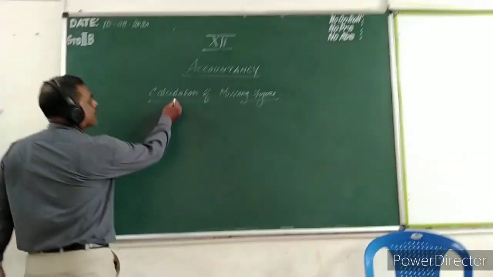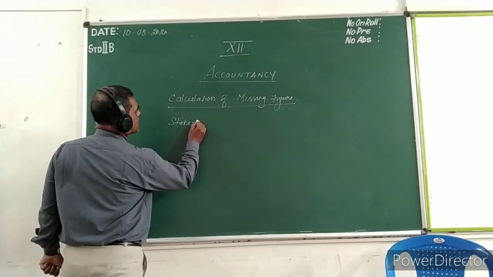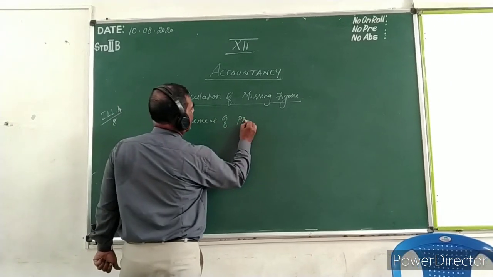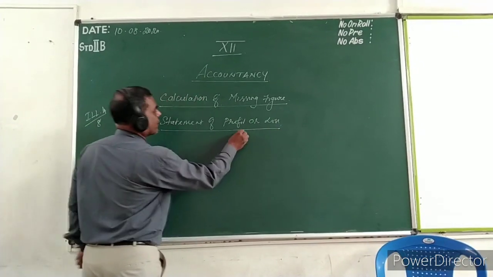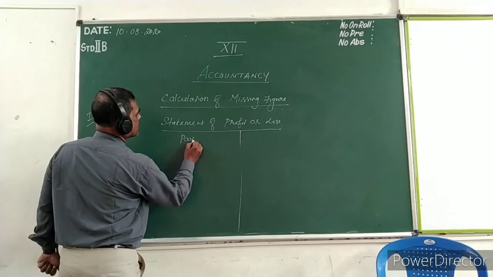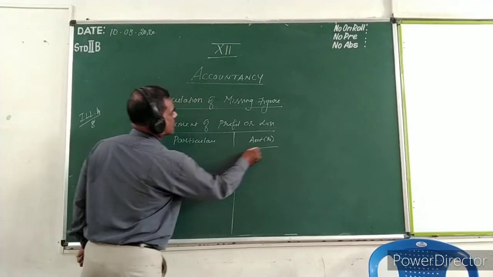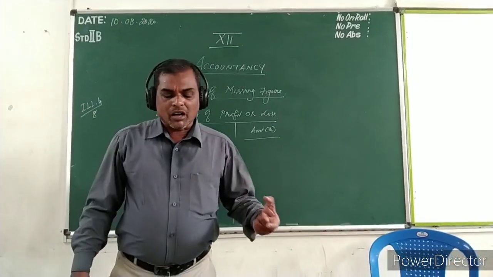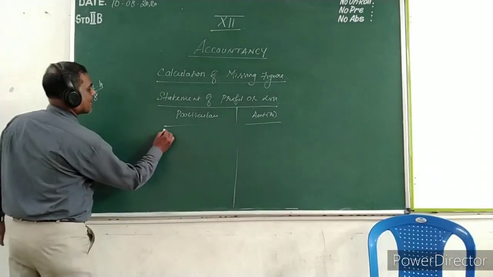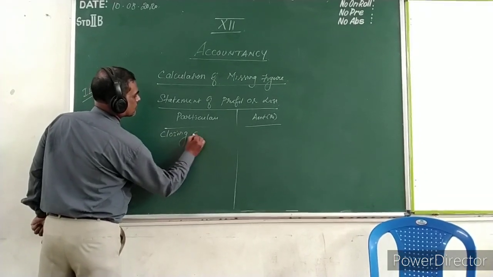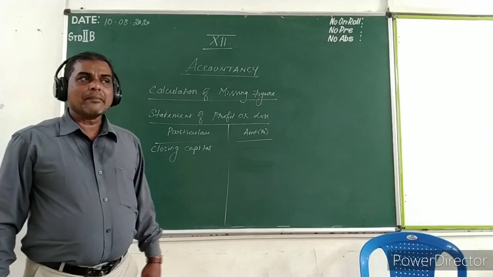Now let us do the calculation of the missing figure. What is the name of the format? Statement of profit or loss. So we need 2 columns. One column is for particulars and another column for amount in rupees. As per the format, the first item is closing capital, but that is the missing figure. We don't know the closing capital, so keep it blank.